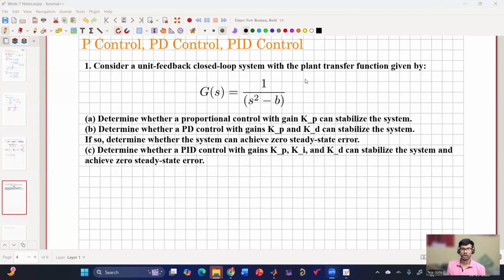So now let us move to another important topic, which is P control, PD control, as well as PID control. What will be the impact if you use proportional control? What will be the impact if you use PD control? What will be the impact if you do PID control?